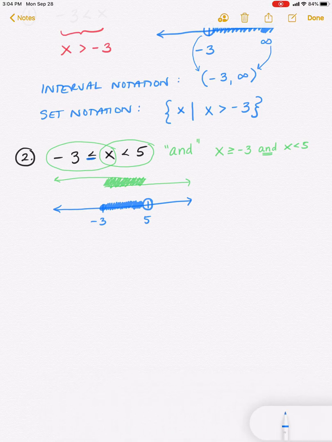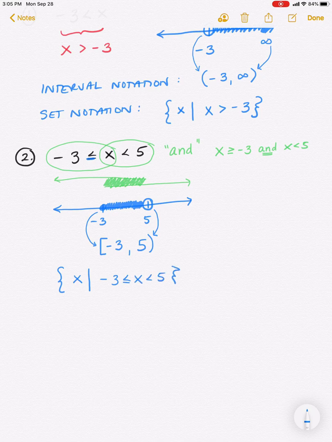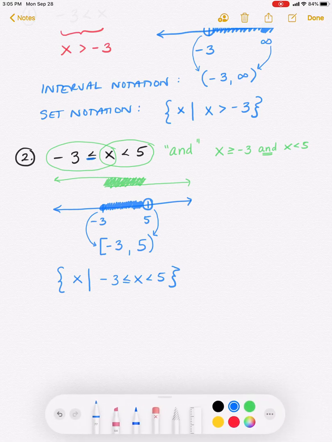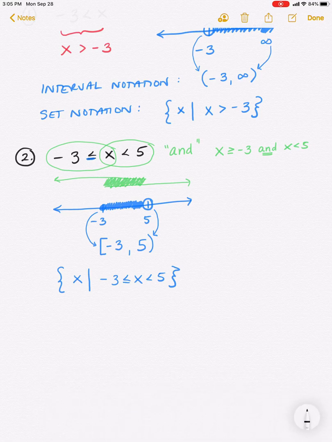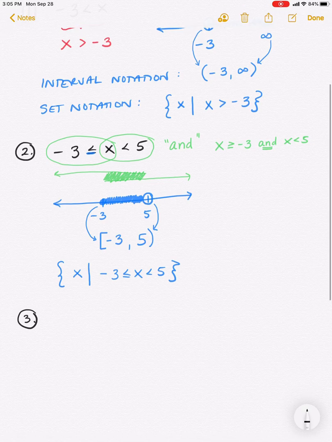Let's go back to our interval notation. The interval notation is going to be bracket -3. The bracket is because of the closed circle, and we're going to end our solution at 5, and we're going to use a parenthesis because of the open circle. If I was doing set notation, I would start with a brace. X is the variable in my solution set, and then pretty much what I'm doing is I'm just copying down the inequality that was given to us. So set notation's not really a big deal. It's basically taking an inequality and putting some fancy symbols around it.